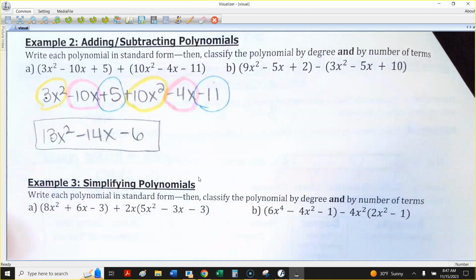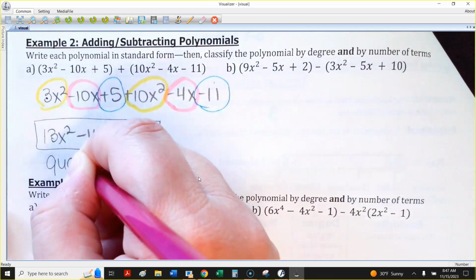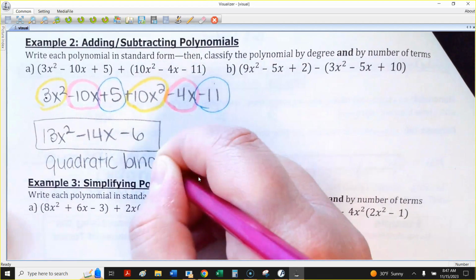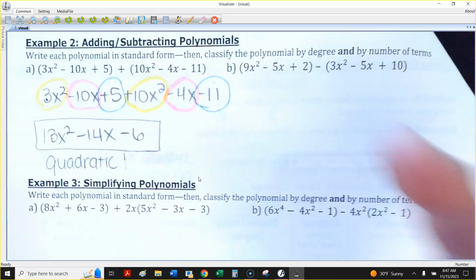And then for your name, all you're going to do, highest power of x is 2. So this would be quadratic. And we ended up with 3 terms. So it would be quadratic. I don't know why I just wrote binomial when I said 3 terms. Trinomial, sorry.